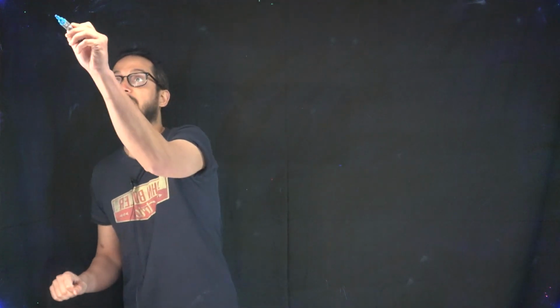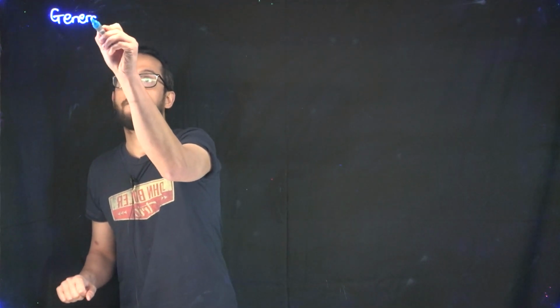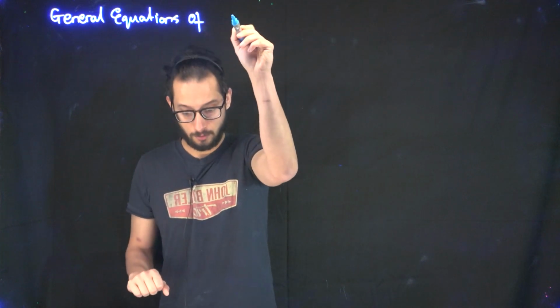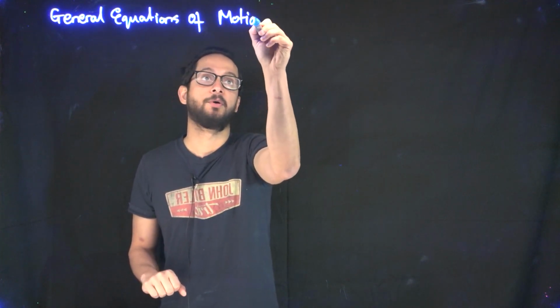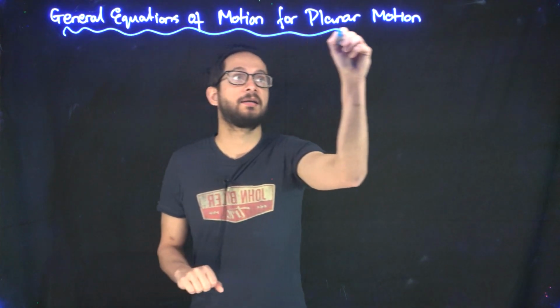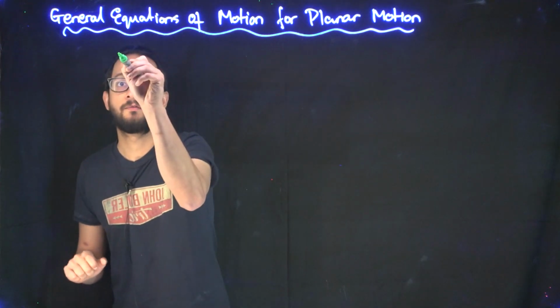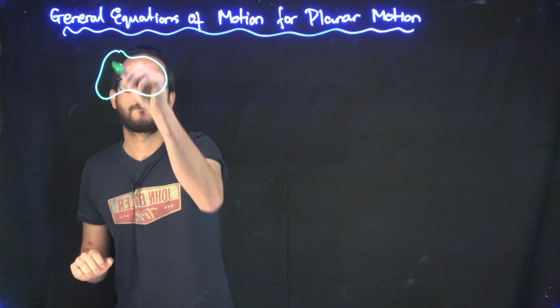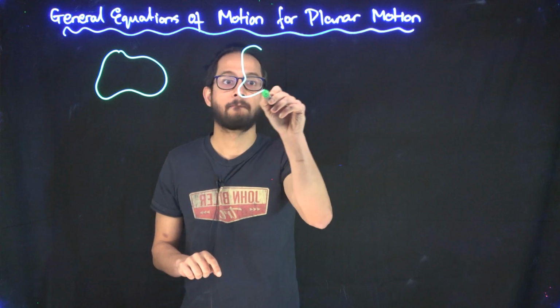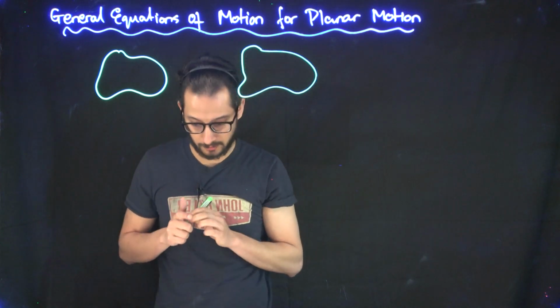So we were looking at the general equations of motion for planar motion, right? And what we had essentially looked at last week was that, let's say we have a rigid body like that, so that's for the free body diagram, and then that's for the kinetic diagram.